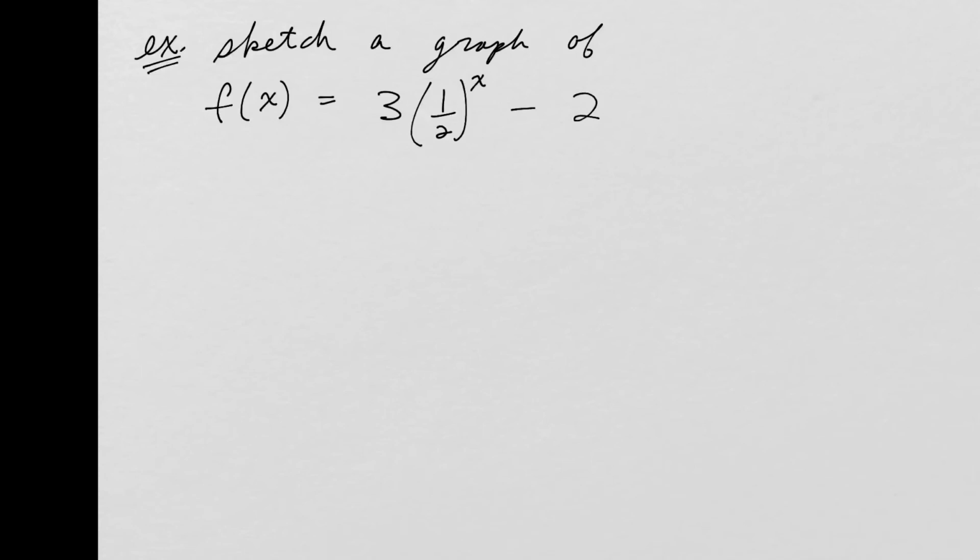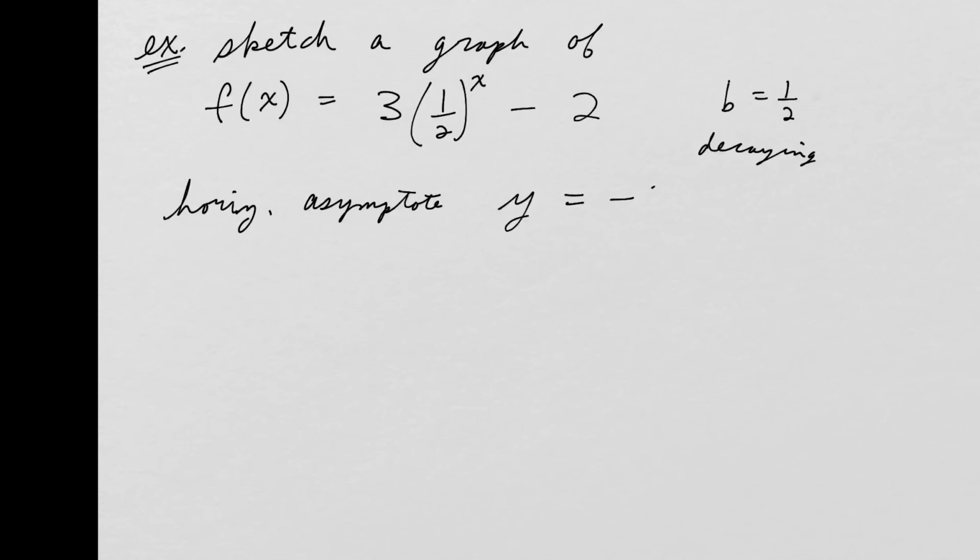We know that, first of all, is this exponential function growing or decaying as you read left to right? Well, the b tells us that, right? Since the b is equal to 1/2, it's decaying. So as I go from left to right, it's got to be going down. What else do I know? I know that I have a horizontal asymptote, and that line is going to be the line y equals -2, right? Because remember, it's y equals c.